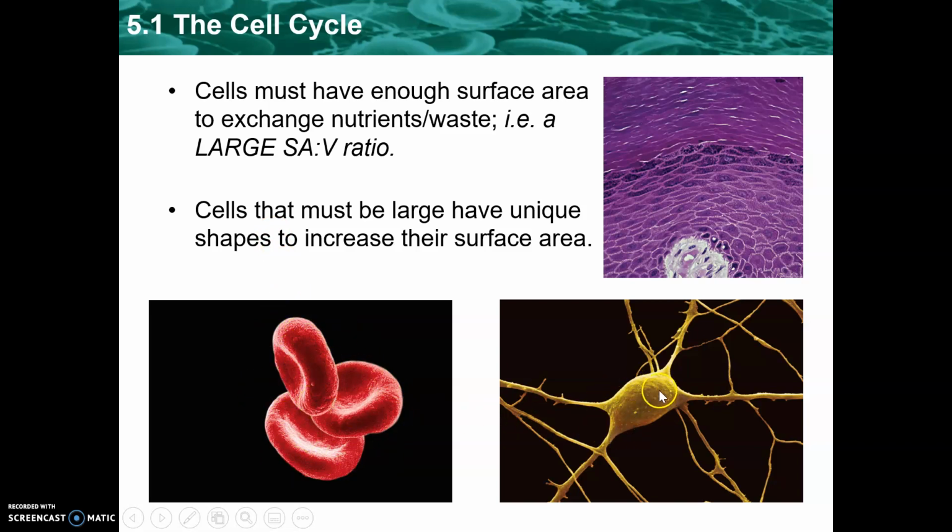This would be a nerve cell over here. It has these really long sections that stick out. A nerve cell can be a really large cell. There is a nerve that runs from the base of your spine all the way to your big toe. One continuous cell. Obviously, that's going to be a fairly large cell. So in order to have a large enough surface area to volume ratio, it needs to have all of these elongated portions to really maximize the amount of surface area on that cell.